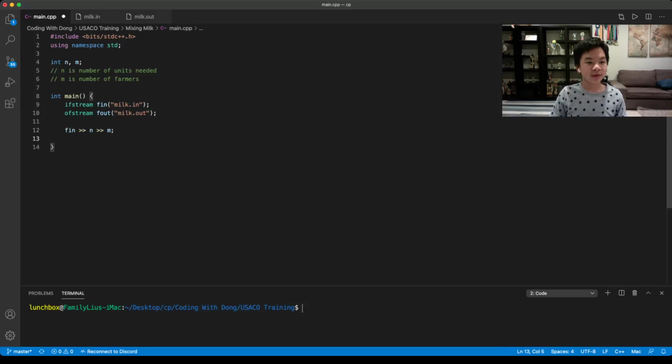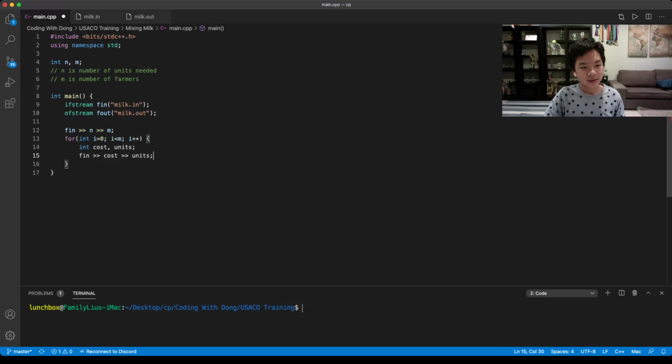Okay, so now we need to read the information of the m farmers. So you can use a for loop. We're given the cost and then the units of milk available. So let's call this int cost, and the units. So you would read cost and units.